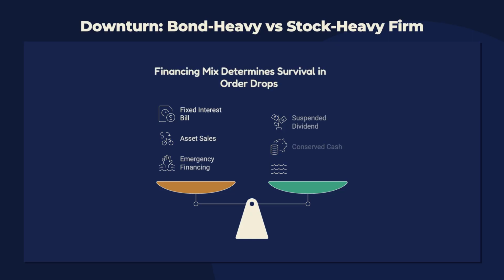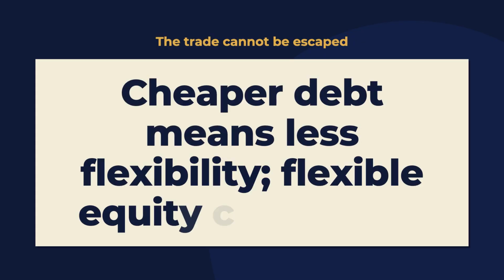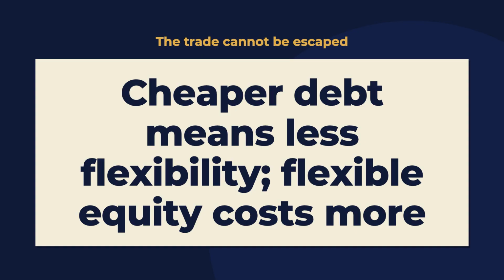Picture two identical distributors hit by the same drop in orders. The bond-heavy one still owes its full interest bill and may have to scramble for cash, while the stock-heavy one simply suspends its dividend and waits out the storm. Cost and flexibility always trade off. A fixed schedule and default risk point to debt, while skippable payments and no maturity point to equity. And spotting which pressure a scenario emphasizes tells you which one you're looking at.